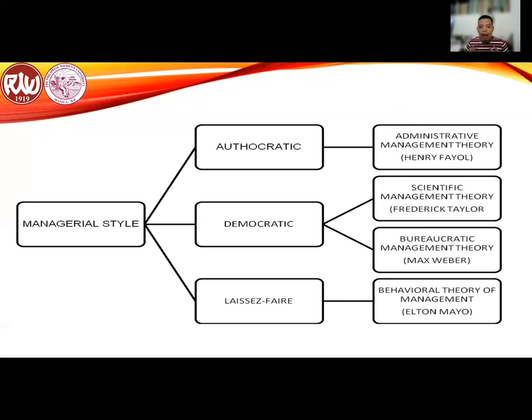The fourth one is allocating the work between managers and workers so that managers spend their time planning and training, allowing the workers to perform their tasks efficiently.